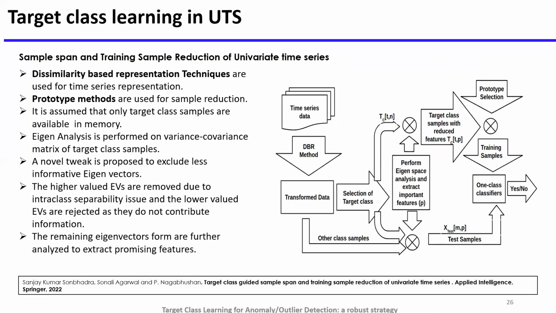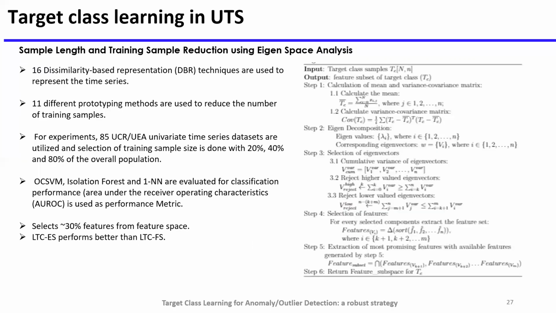Coming to direct class learning again, on the same datasets of UCR and UEA. Again, the same dissimilarity-based and prototype methods have been applied, but this time, apart from selecting the eigenvectors, the focus was to select the features. And again, the results were promising, and approximately 30% features were sufficient to give the proper performance.